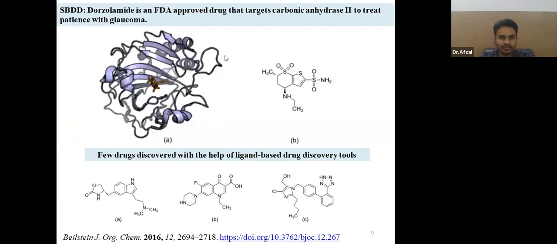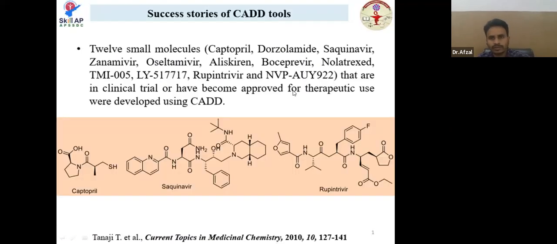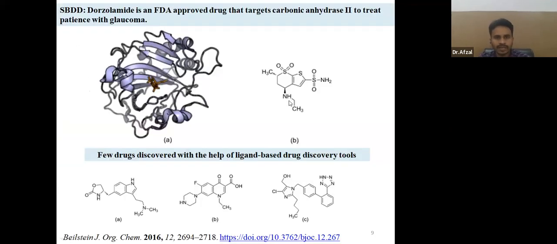And this is another molecule known as dorzolamide. Dorzolamide is an agent used for the treatment of glaucoma, which is a carbonic anhydrase inhibitor. And not only that, there are many other drugs which have been developed by utilizing structure-based drug design. There are also certain drugs that have been developed with the help of ligand-based drug design. Say, for example, nalidixic acid, norfloxacin, as well as losartan, the angiotensin 2 receptor antagonist. All these are drugs that have been developed by utilizing ligand-based drug discovery.